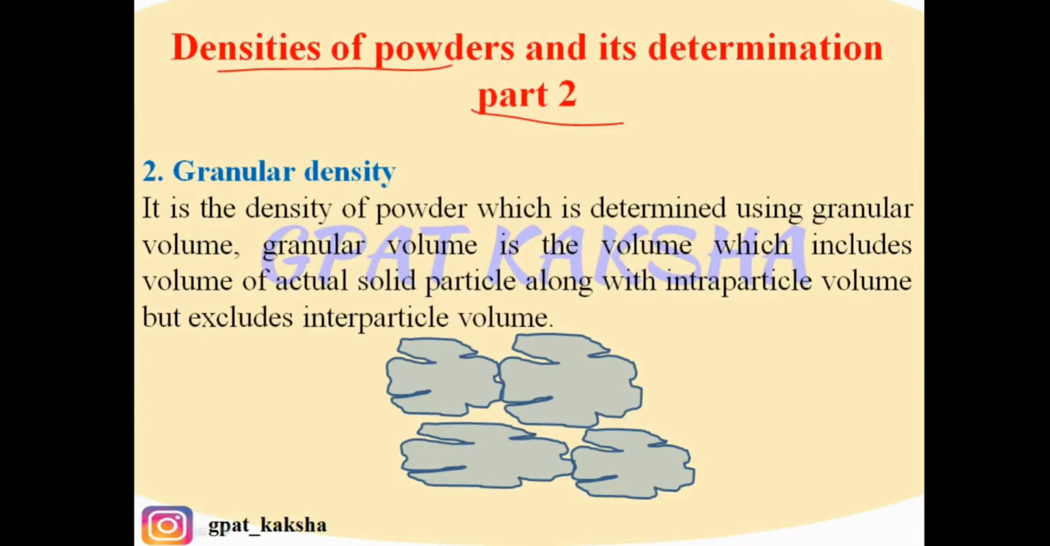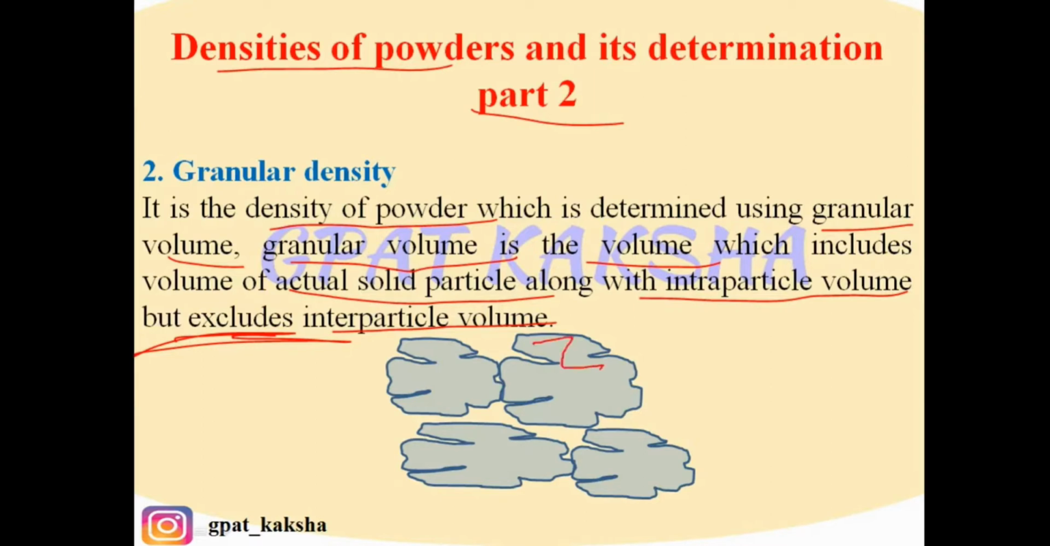Granular density is the density of powder which is determined using granular volume. Now, what is granular volume? Granular volume is the volume which includes the volume of the actual solid particle along with the intraparticular volume, but excludes the interparticle volume. Means it includes the actual solid particle volume plus the intraparticle spaces which are present within the particle.